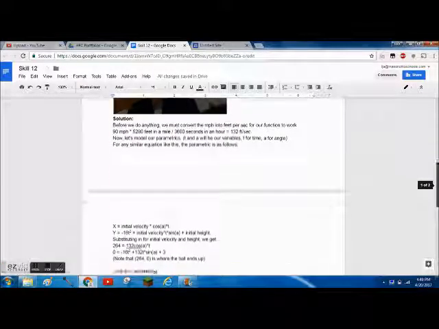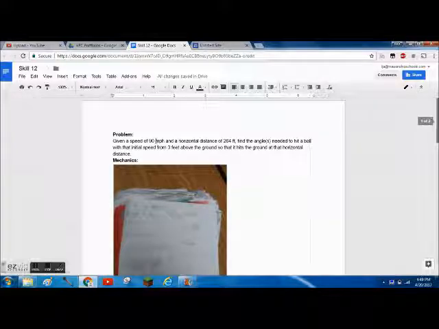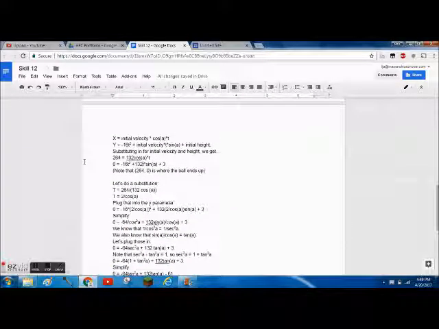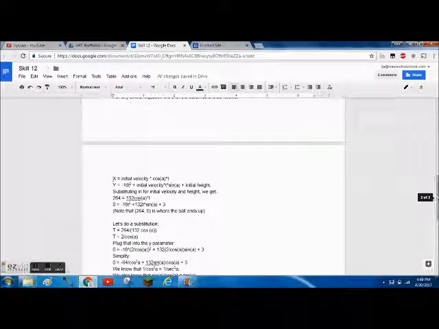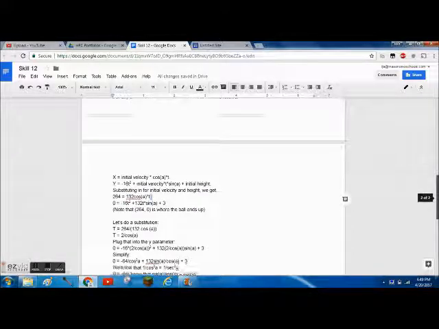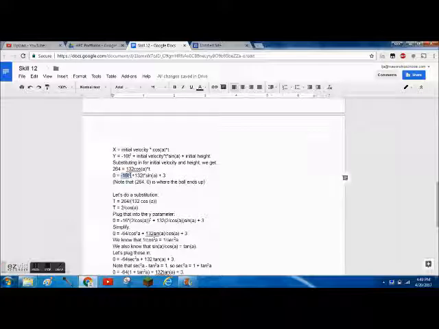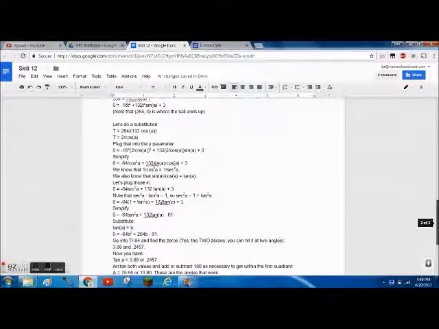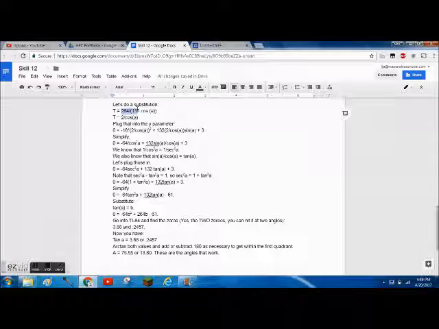Substituting in for initial velocity and height, which is 132 feet per second, we get the following. Note that it hits the ground again at 264 feet, so the coordinate we are using is (264, 0). So 264 equals 132 cos A times t, and 0 equals negative 16t squared plus 132 t times sine A plus 3. Let's do a substitution.